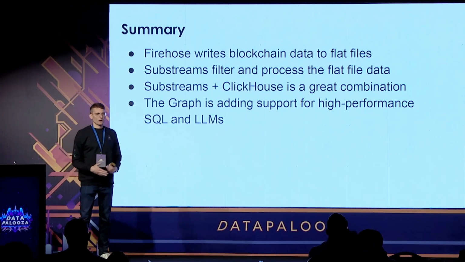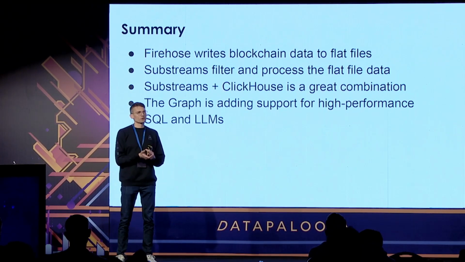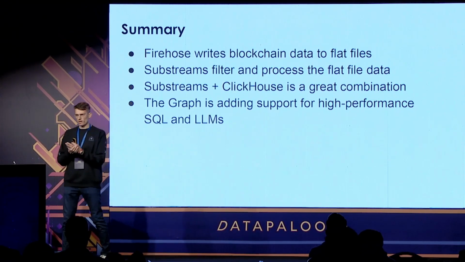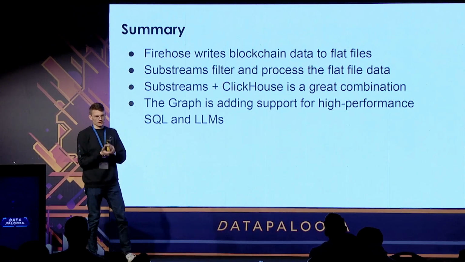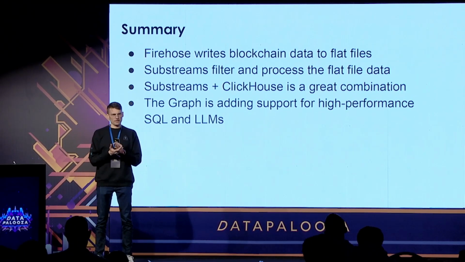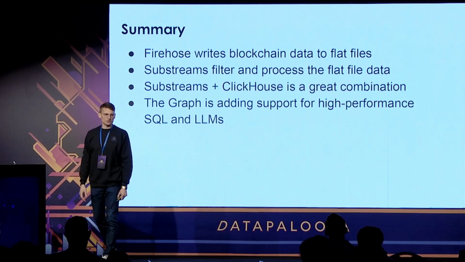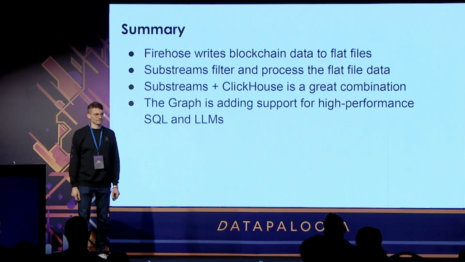So in summary, Firehose writes blockchain data to flat files. Substreams filter and process the flat file data. You can then send that data wherever you want. We are using Substreams and ClickHouse to get data available for analytics queries. And The Graph is adding support for high-performance SQL queries and LLMs.